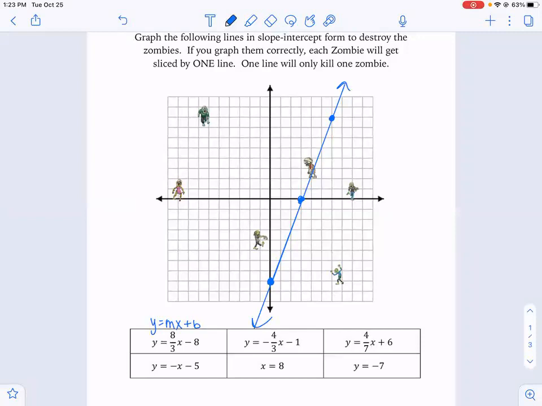Okay, on to the next zombie slicer. Negative 4/3 x minus 1. Plot it. Let's go. Is it okay if they're crossed? Like cross your chest? Yes. So the slope is negative. So you want to make sure to start at the negative, then you go up to four.